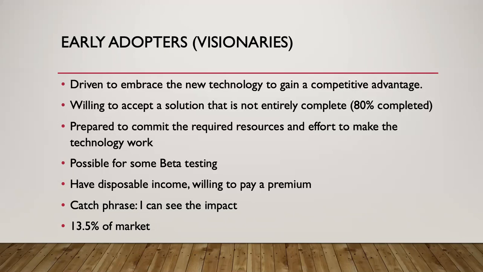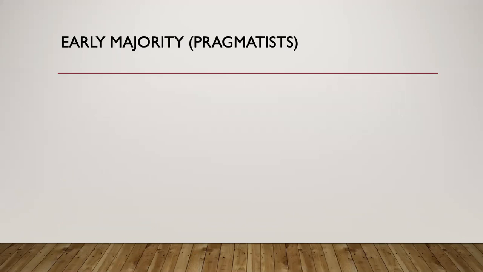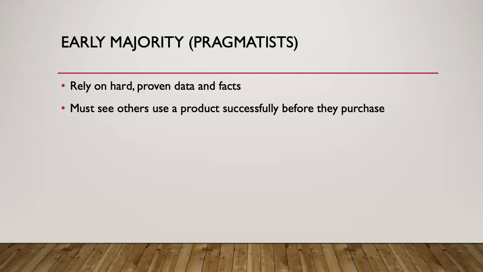Okay. Now we're shifting from a niche market, which means a very loyal and passionate small group of people, to the mainstream, which means a lot of people. And that is the first group of the early majority, pragmatists. They rely hard on proven data and facts. Here's the key thing: they must see others use the product successfully before they purchase.